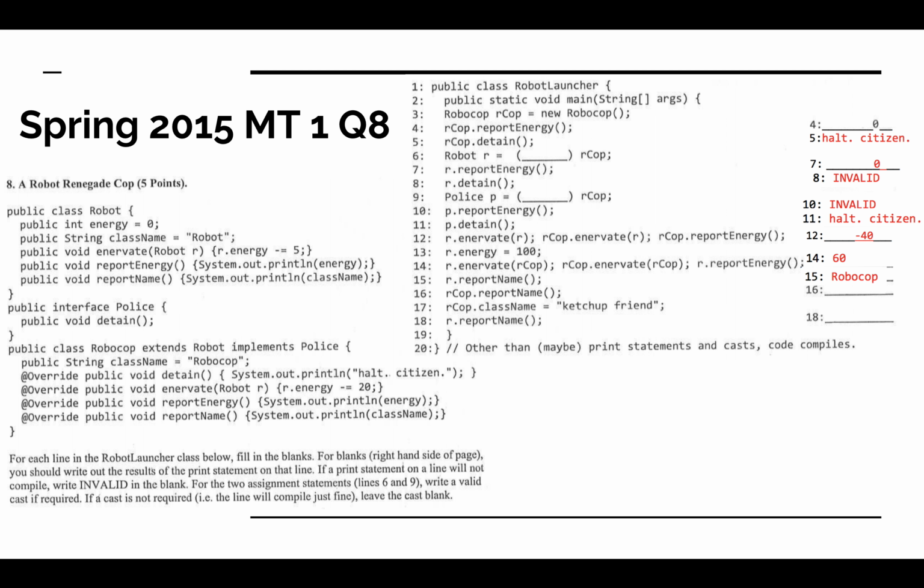Okay. So then line 16, we call rcop.reportName, and what would happen in this case? So it's also Robocop because we go into the same method as we did last time, because the static type of rcop is also Robocop. Okay, and then last line, 18. So now we say rcop.className equals ketchup friend. So what would r.reportName be this time? Ketchup fried. Or friend.